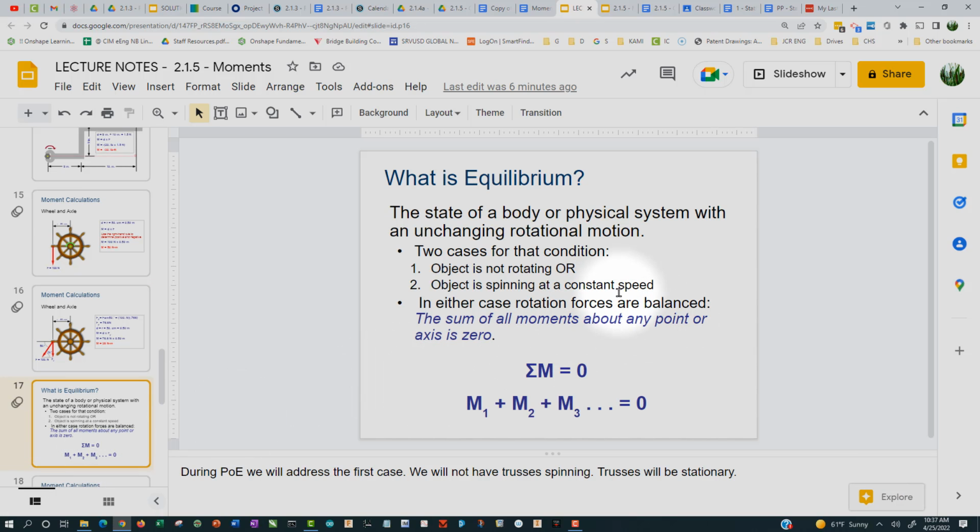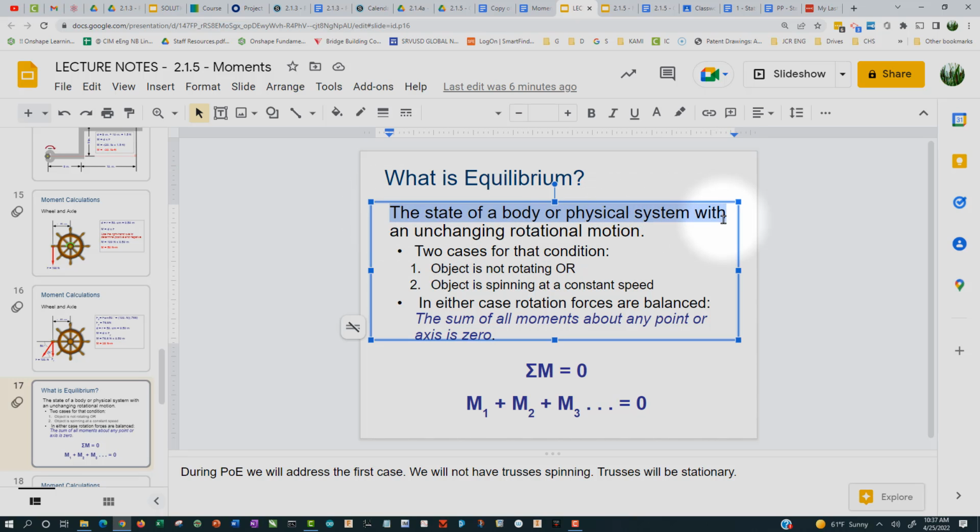What is equilibrium? Well, that's what we're going for. It's the state of a body or physical system with an unchanged rotational motion. Two cases for that: the object is not rotating, or it's spinning at a constant speed. We're going to ignore this one. Technically that is equilibrium, but we're only going to go for the case where the object is not rotating.